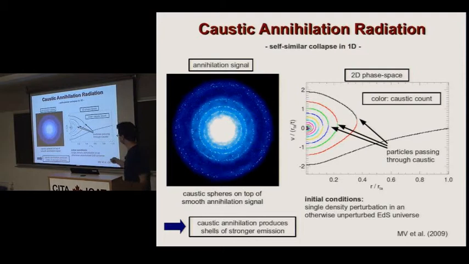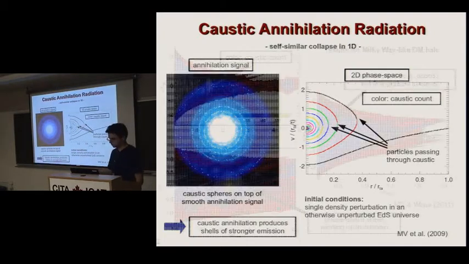And here I show again a two-dimensional phase-space diagram, with radial position here and radial velocity here. The colors are chosen according to when a particle passes through a caustic. So there's always a color change when there's a caustic crossing. You can see it's at these points. And each of these caustics corresponds then to one of these rings. So that's just confirming that the method kind of works.